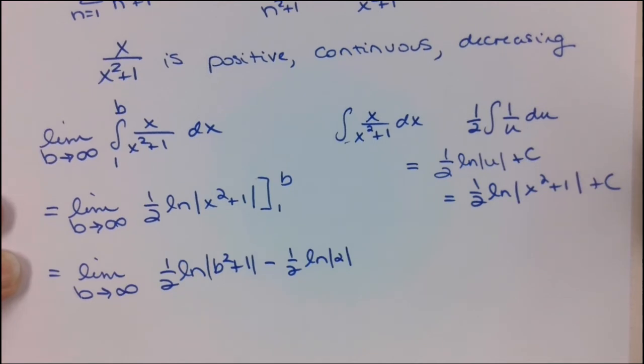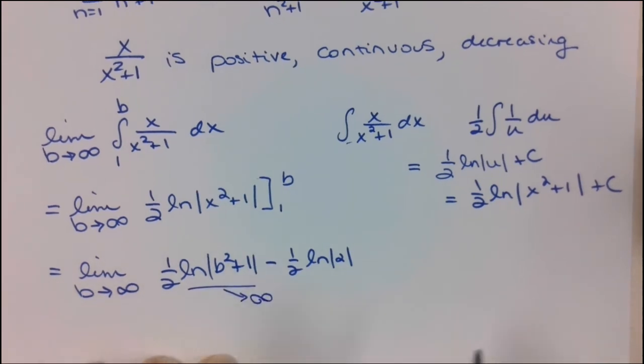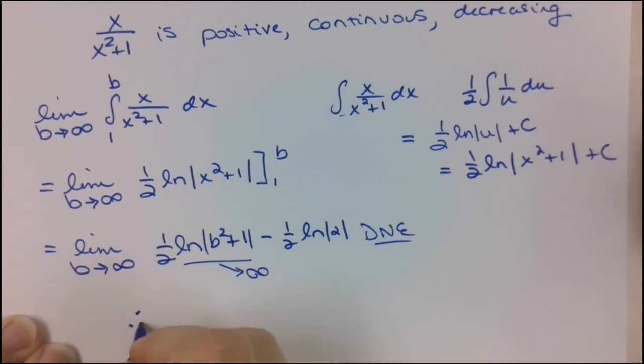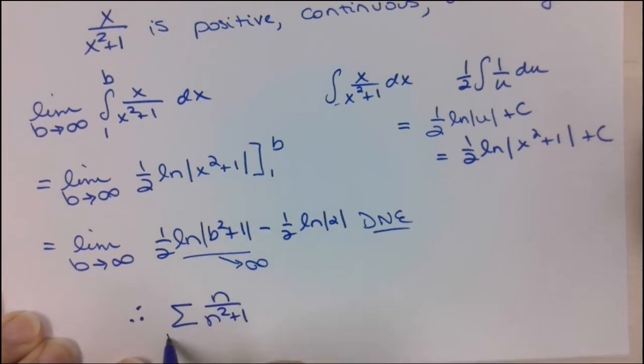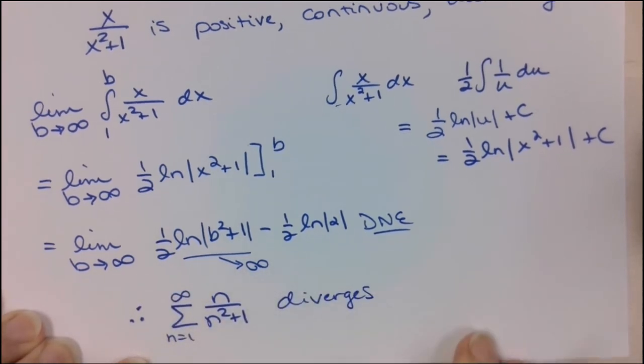And actually on this one, we could have dropped the absolute value along the way. X squared plus 1 is never going to be negative, so they're really not necessary, but I've continued to use them. If b goes to infinity, then the natural log of b squared plus 1, that term is, of course, going to go to infinity, and that means that this limit does not exist. And since the limit does not exist, therefore, our series diverges.